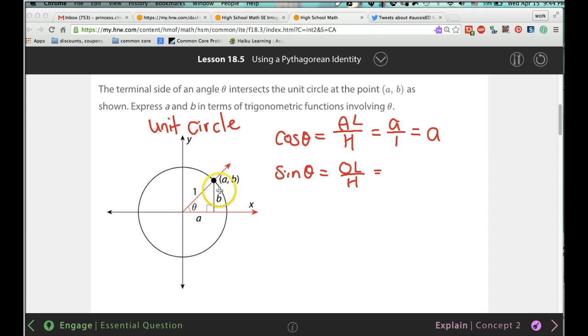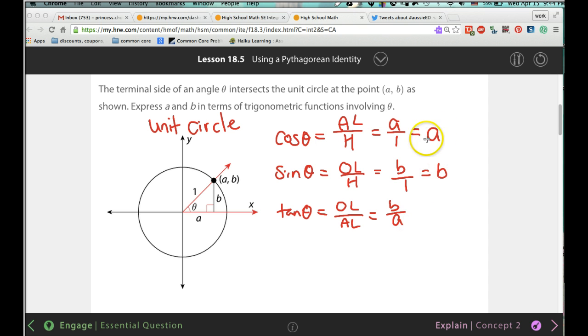And then we have to talk about sine theta, and sine theta was opposite leg over hypotenuse. And so what is the opposite leg here? B, and what is the hypotenuse? 1. And so b divided by 1 is b, and we talked about tangent theta. Well, tangent theta is the opposite leg over adjacent leg. And so our opposite leg would be B and our adjacent leg would be A.